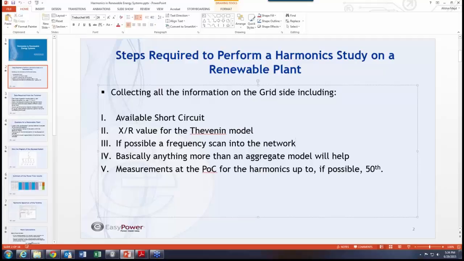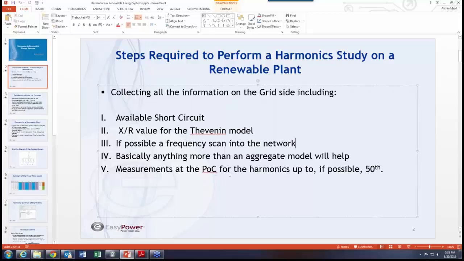If you use a Thevenin model, it's a simple voltage source plus a Thevenin impedance, versus a one bus, two bus, and then a bunch of cables or transmission lines and then a Thevenin model, which gives a little more depth. It provides a little more information about the behavior of the utility system. If available at all, you can do a frequency scan into the system, which provides a complete spectrum of the frequency response of your utility. Basically, anything more than an aggregate model will help.